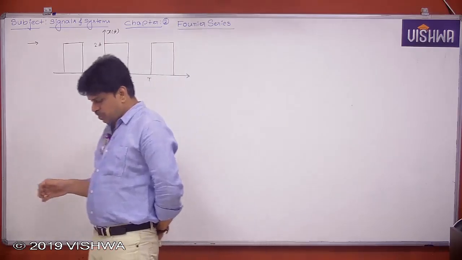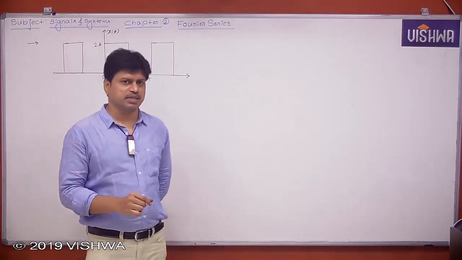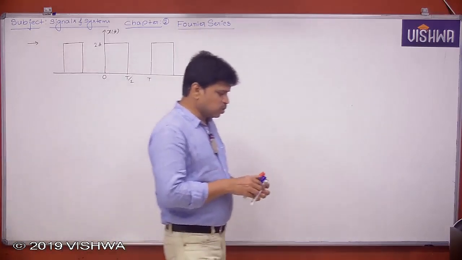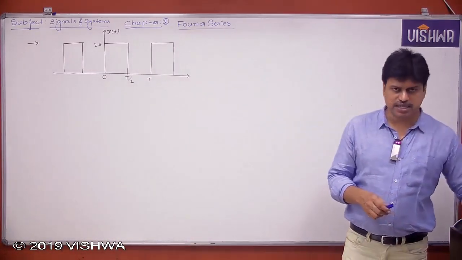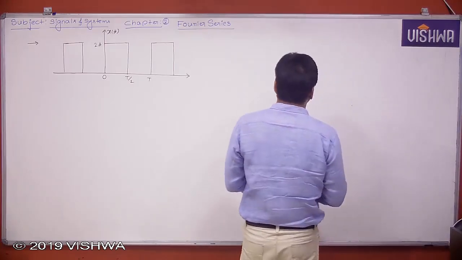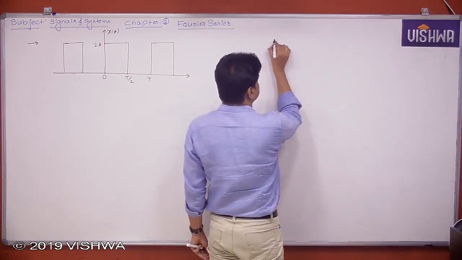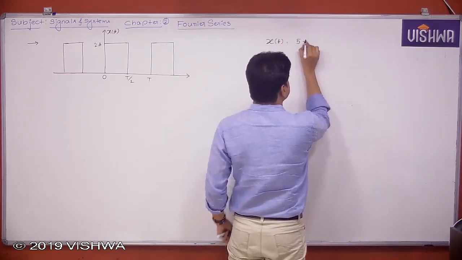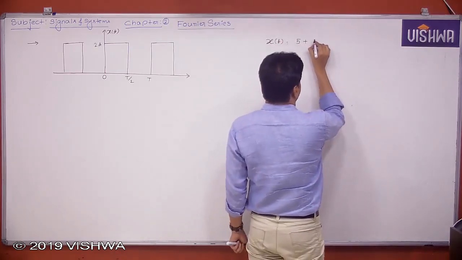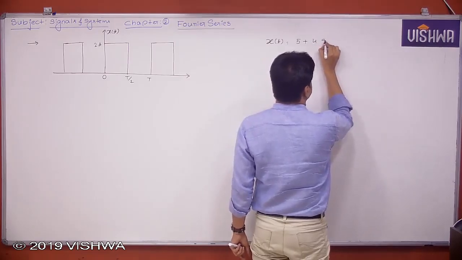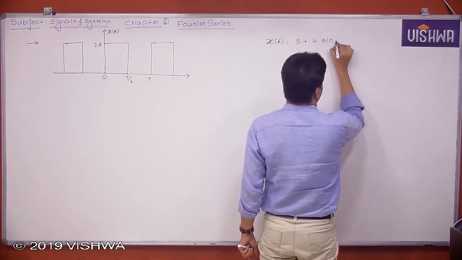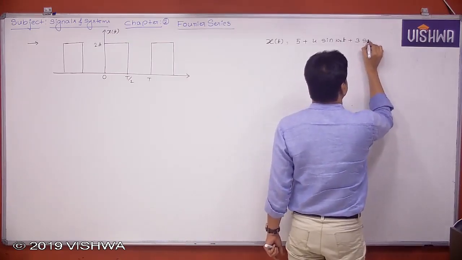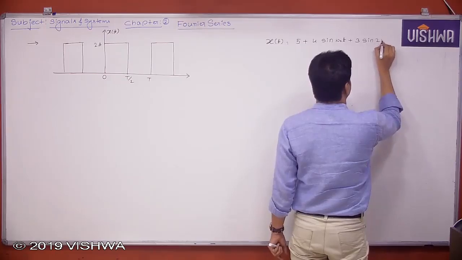Why, sir? So here the symmetry we are discussing is nothing but the hidden symmetry. To understand the hidden symmetry, first understand this one. Suppose, let's say, a signal x of t is equal to 5 plus 4 sine omega naught t plus 3 sine 2 omega naught t.